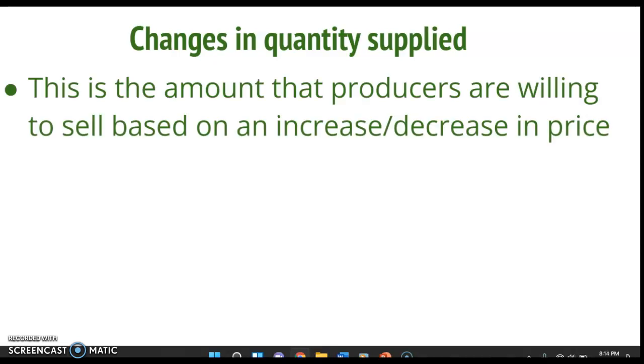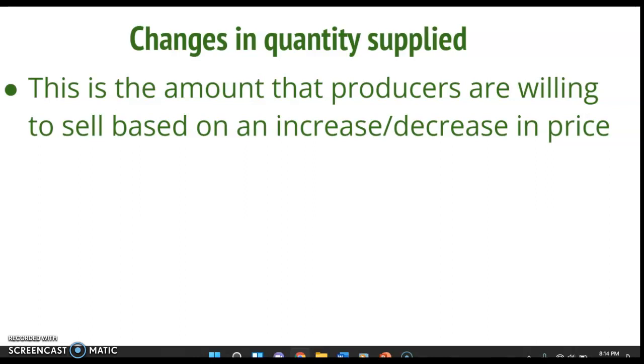Alright, so we learned in chapter 5.1 that we're constantly changing the amount that we're willing and able to supply to the market. And this could be because of an increase in price or a decrease in price. Well, that is the change in quantity supplied. This is the amount that producers are willing to sell based on an increase or decrease in price.